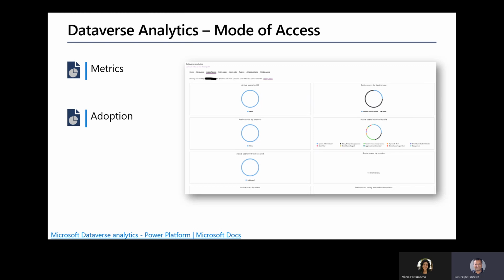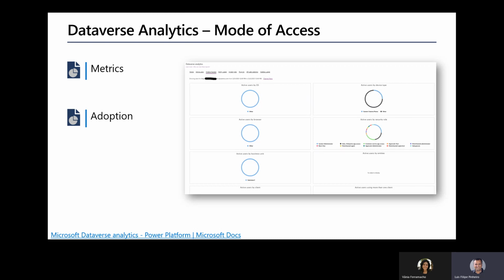Then we have the mode of access dashboard, which can help admins better understand user client usage. Here we are looking at the operating systems, the devices, the browser types, and active users by business unit and security role. The charts in the mode of access report can help answer questions like which recently introduced browsers or devices users are using to interact with the platform. The active users by security role chart can also help identify roles during a specific time frame.